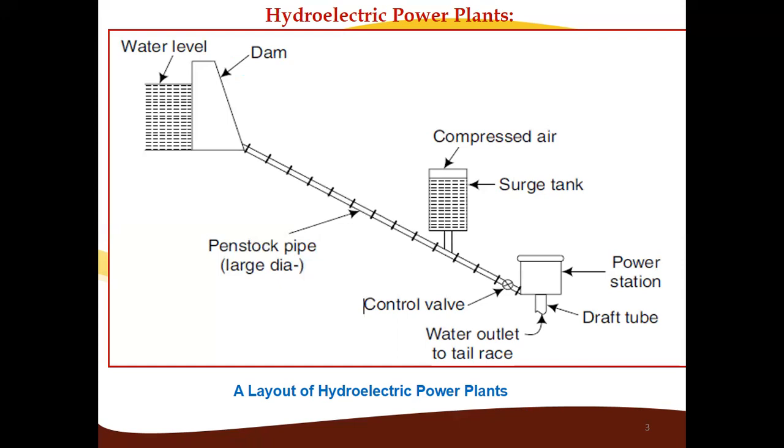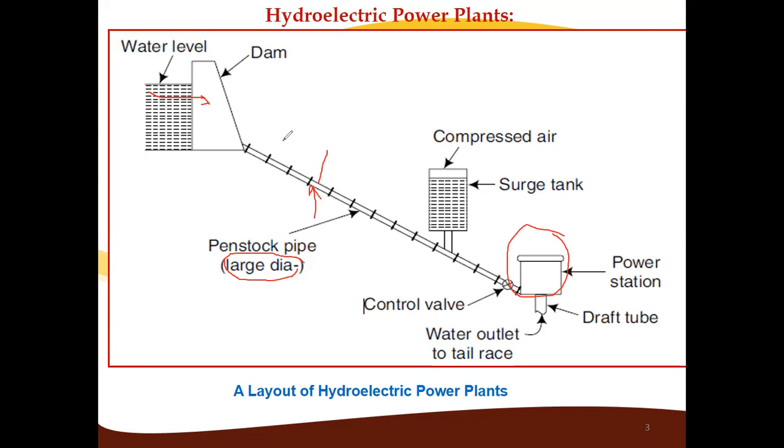In a hydroelectric power plant, the water from the dam is brought to the water turbine by a large diameter penstock pipe. The penstock pipe is generally made of steel, or it may be made of reinforced concrete. It is made of either steel or concrete.